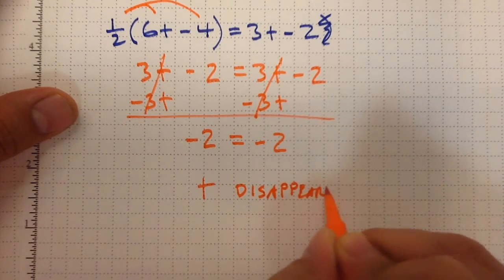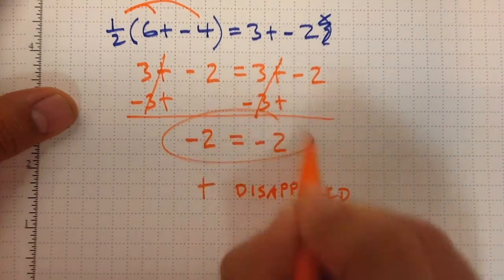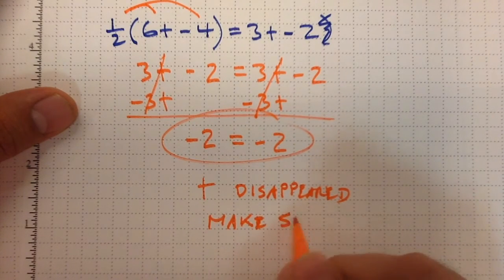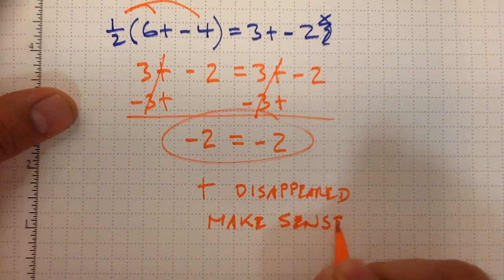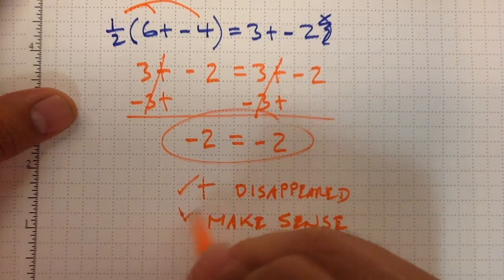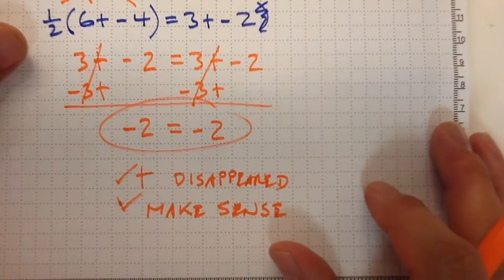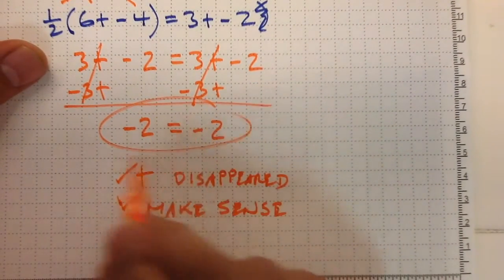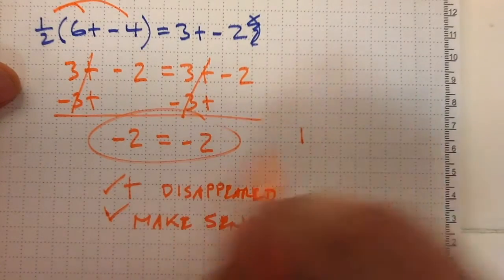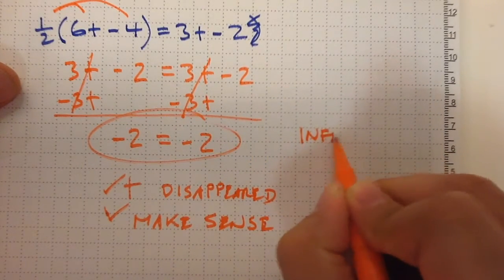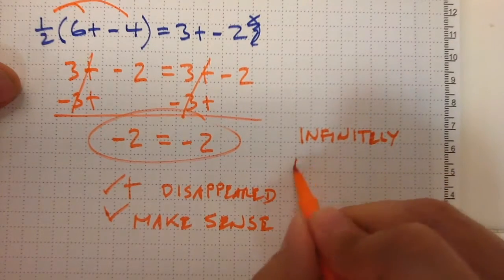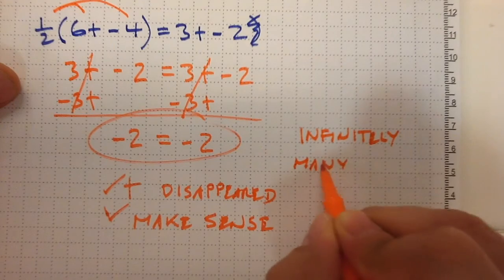Okay, but notice the difference here, that this time the leftovers make sense. Even though it's not the answer we were looking for, that t disappeared, and negative 2 does equal negative 2. All right, and so what this means is not no solution. In fact, it means almost the opposite, that I could have picked t to be anything I wanted it to be. There's infinitely many solutions that I could have chosen here.